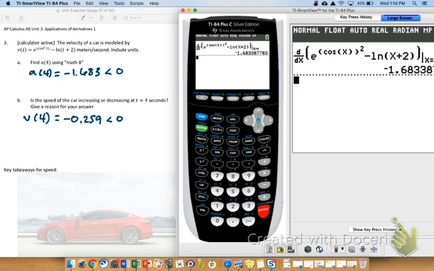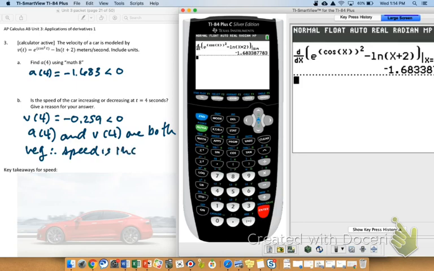Here's how you would give a reason for your answer. You would say A of 4 and V of 4 are both negative. Therefore, speed is increasing.